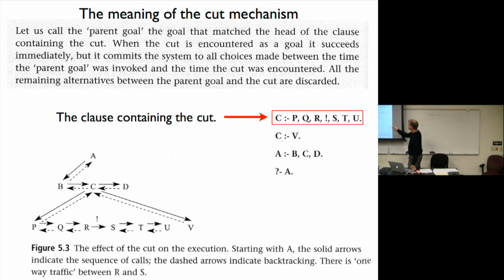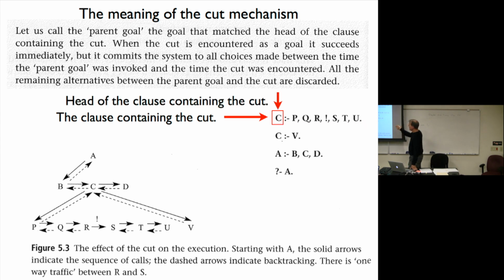This is the clause containing the cut, because there's the cut. And this is the head of the clause containing the cut. Are you with me? So this is the head of the rule. Okay? So this is the clause containing the cut. This is the head of the clause containing the cut. All right? And here, Chloe, here's the parent goal. Okay? So you see this C right here with the box around it is the parent goal.